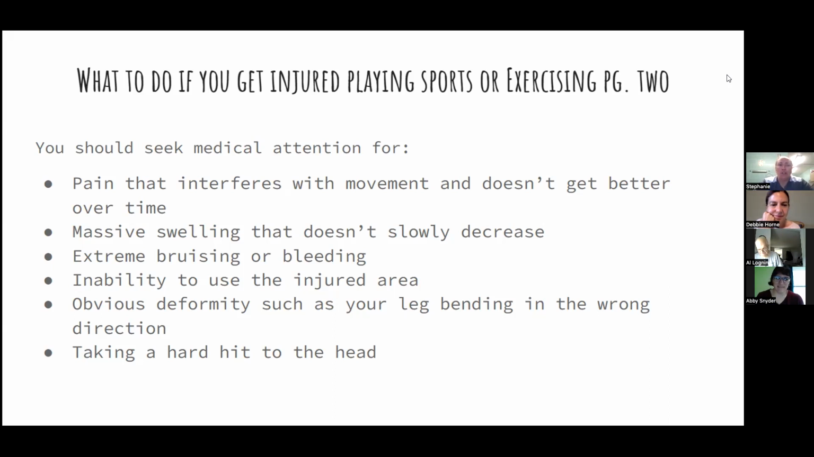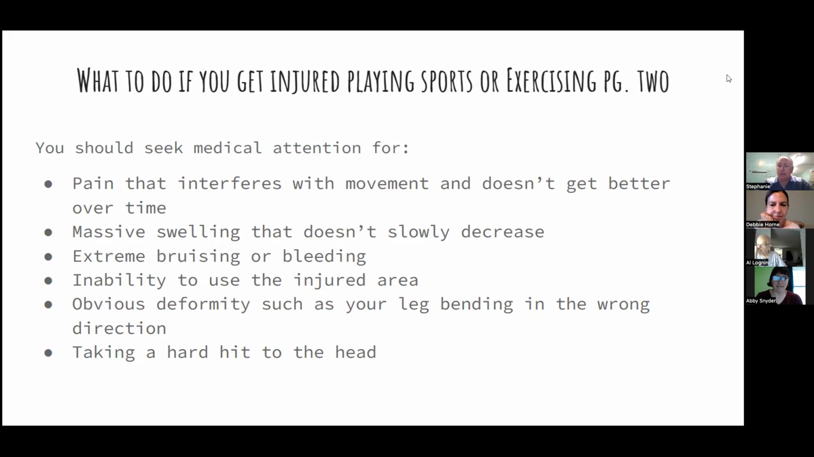So one of the things you look at is pain that interferes with movement. If the pain is bad enough that you can't be weight bearing, which means you can't stand up and put your full weight on your ankle or your knee, you're considered non-weight bearing. If you can't get around on your own, we would consider that a more serious injury. It doesn't get better with time: if after 2 or 3 days you don't see any improvement, you would definitely seek more medical attention.